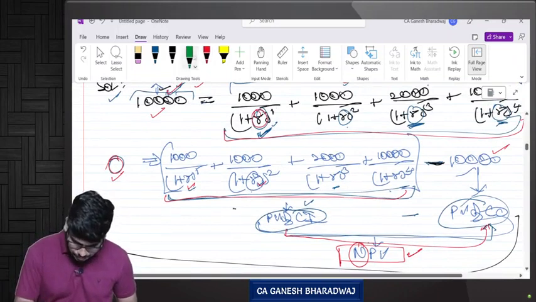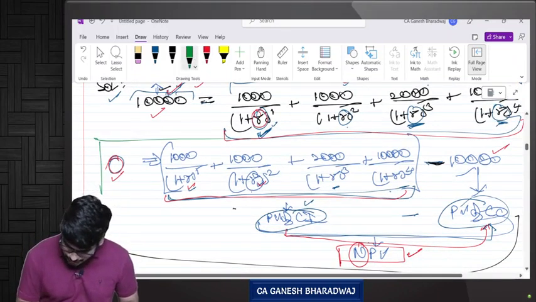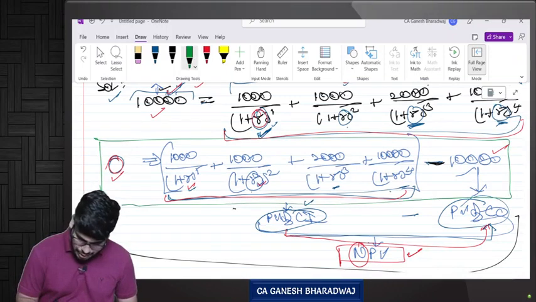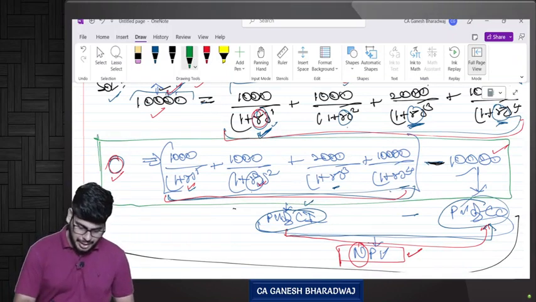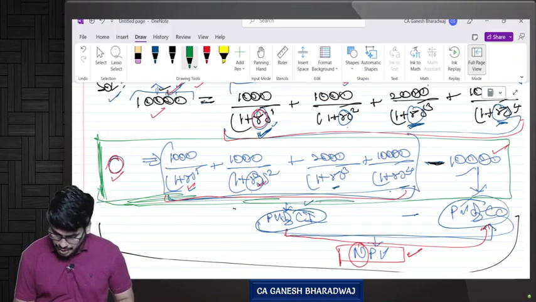One second. Let me just put this in a green ink. So this is our equation right now. This is the equation we have right now. Correct?